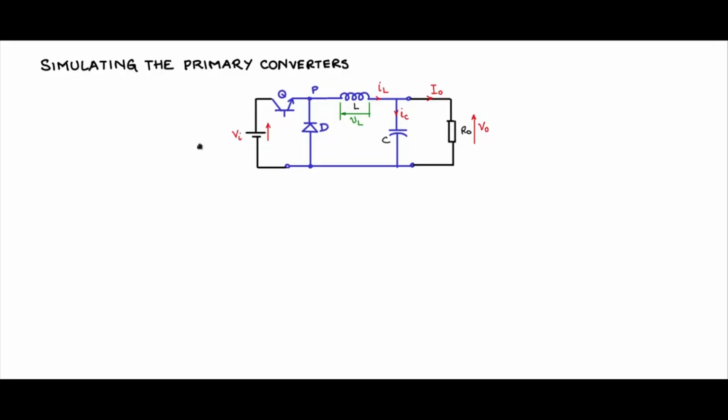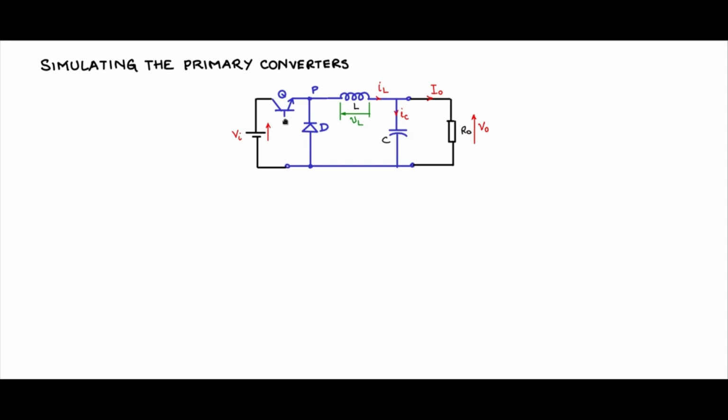Let us now see how we will simulate the primary converters. I will supply in the resource portion of the course website the simulation files for the buck, the boost and the buck boost converters. Here we have discussed everything about the primary converters except how to give the information signal, the gate pulse signal, to the controlled switch.